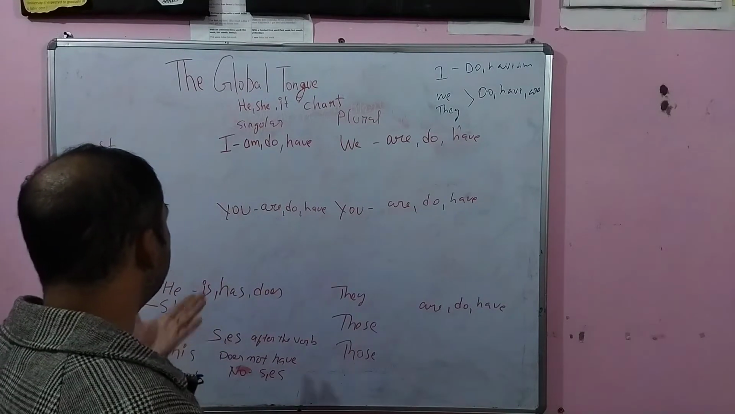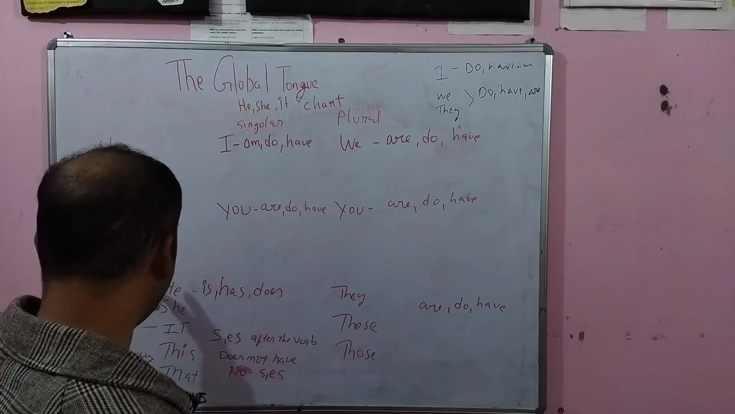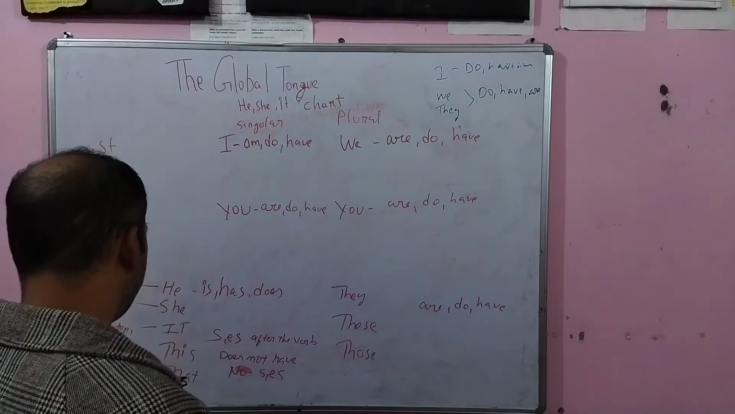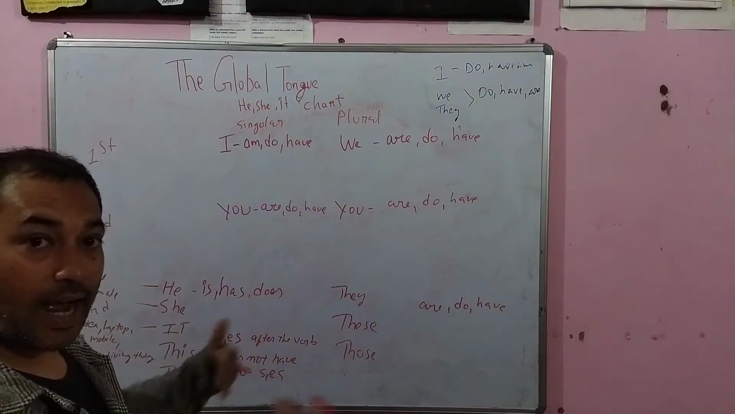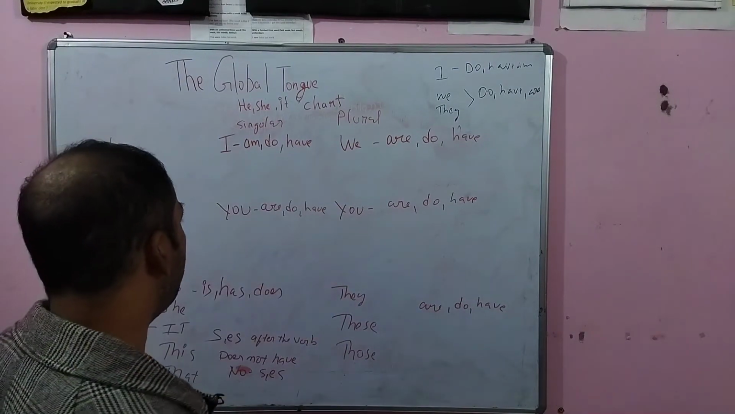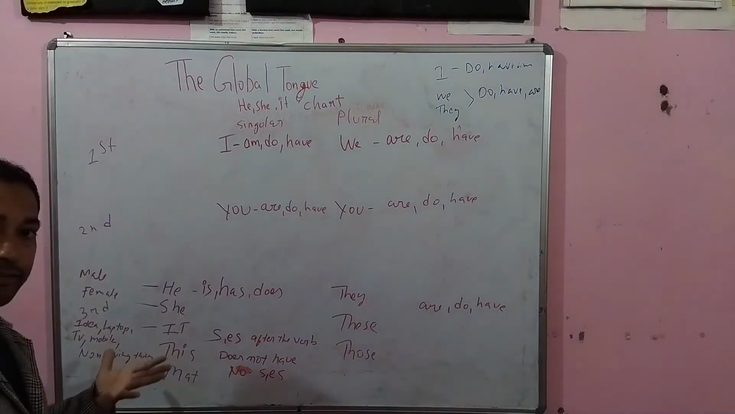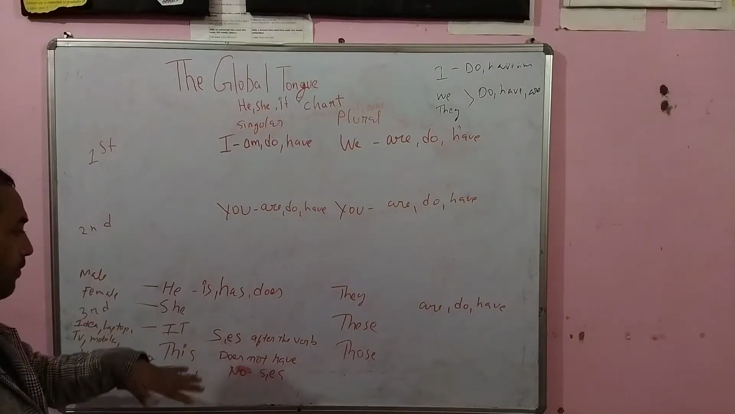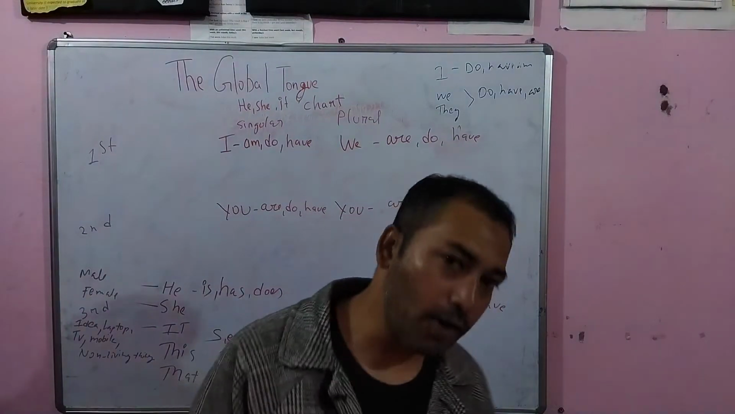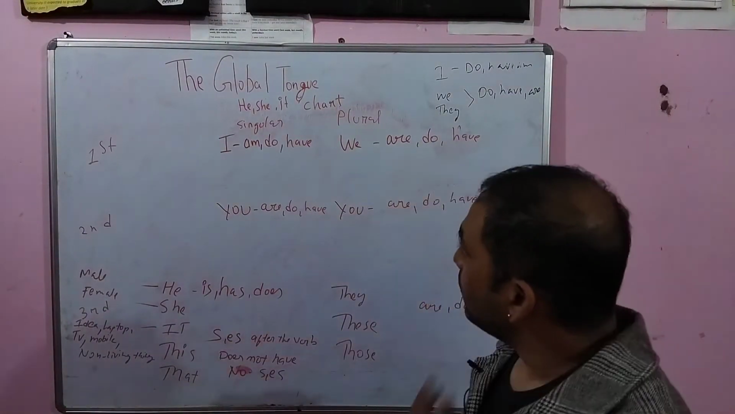So we have friends. I, you, he, she, it. We, you, they, these, those, this and that. They are friends. And our friends have also got friends. Am, do, have, are, do, have. And our special friends, third person, they have is, has, and does. All right? So now, how do we make sentences here?